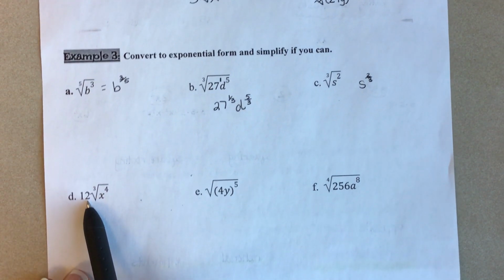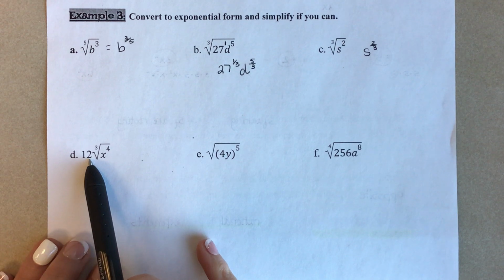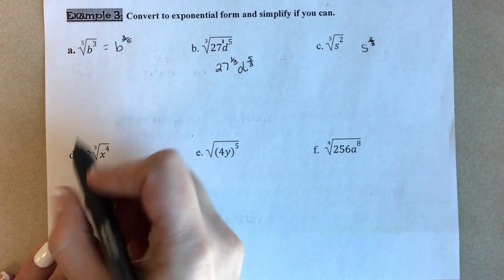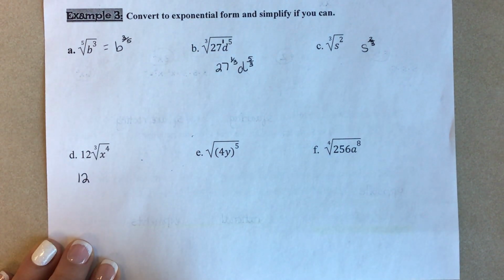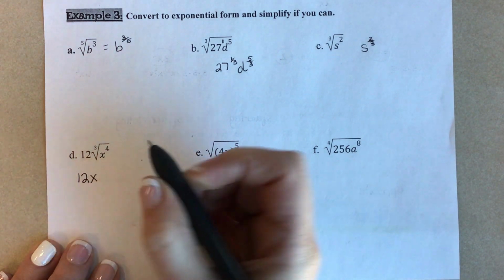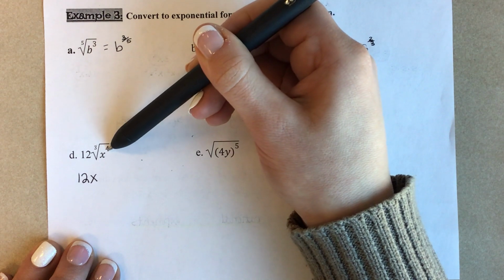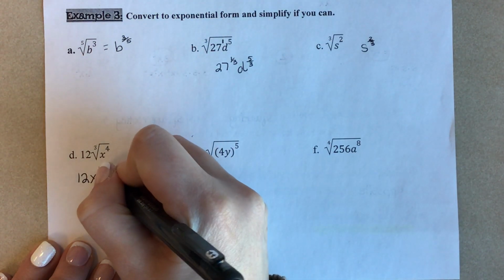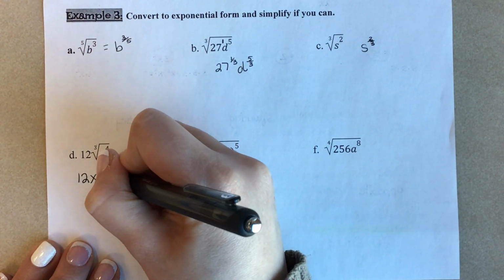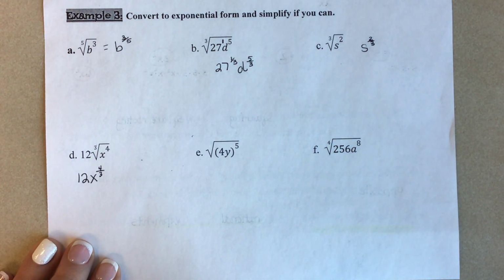This 12 in this next example is just hanging out up front, and it's allowed to do that. So I'm just going to leave it as 12. Then I have x, and I need to worry about the power in the root for that x. The power on the x is 4, so it's going to go up top, and the index is 3, so it's the denominator for my exponent.